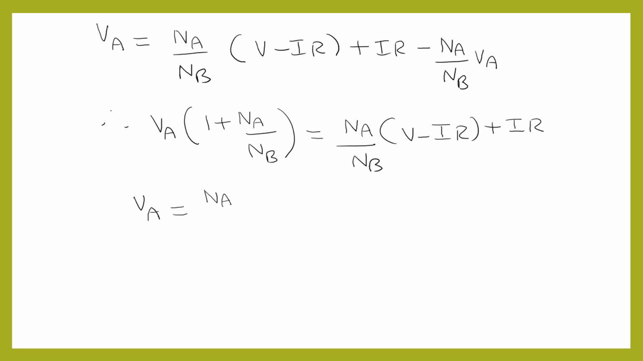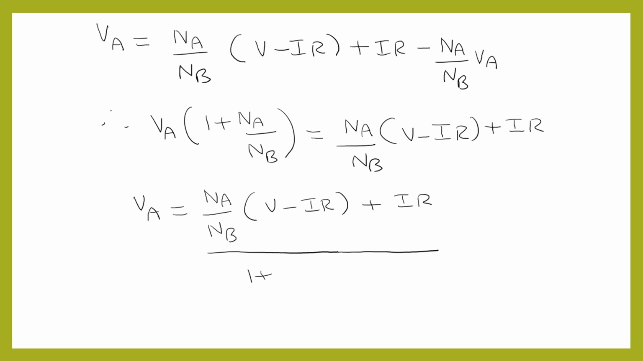which implies the voltage across motor A, VA, is NA by NB into V minus IR plus IR divided by 1 plus NA by NB. Similarly, we can get the expression for VB as VB equal to NB by NA into V minus IR plus IR divided by 1 plus NB by NA.